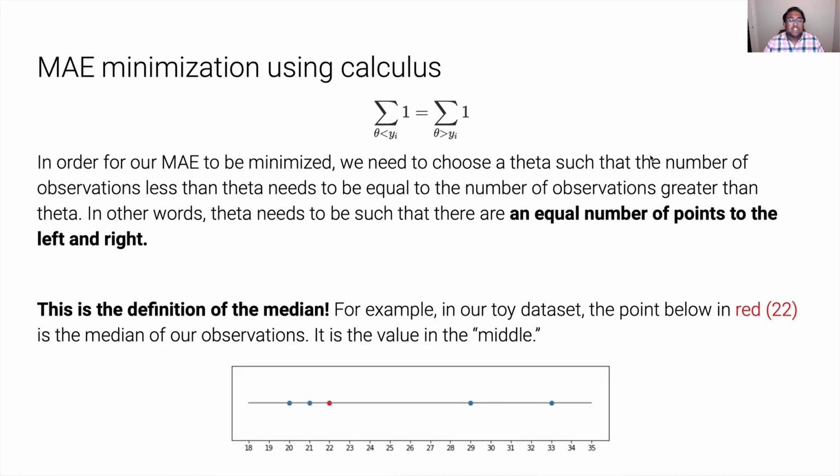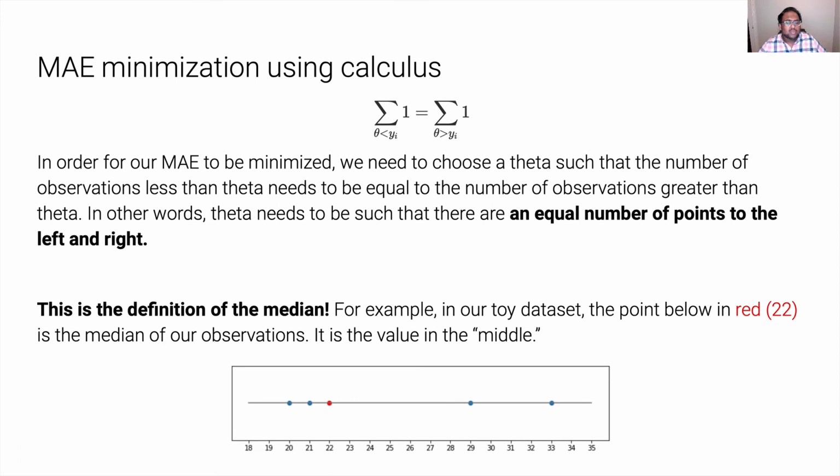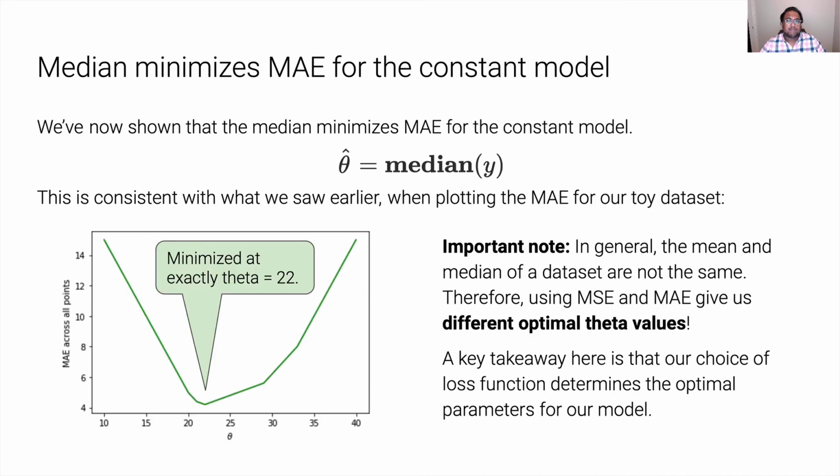Now, let's switch back to the slides and take a look at what's going on here. Down here, I have the number line with our 5 observations from our toy data set: 20, 21, 22, 29, and 33. And you can see that the value that minimizes mean absolute error is 22, which is what we observed before, because it has the same number of observations to its left and to its right. There are 2 points to the left of 22, those are 20 and 21, and there are 2 points to the right of 22, those are 29 and 33. And so in this case, theta hat is 22 because it is the median of our observed data set.